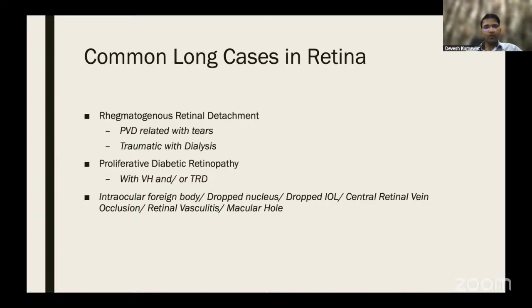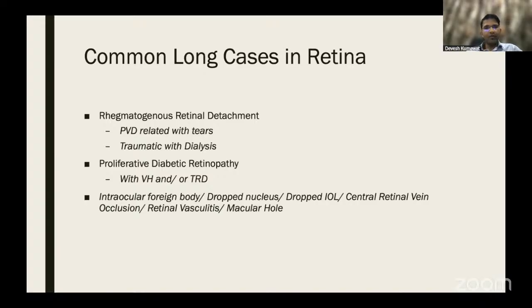Most likely, these other cases will be either in short cases or in OSCE. So commonly, you are going to see either a rhegmatogenous retinal detachment or a proliferative diabetic retinopathy in the long case. Now, more commonly we see PVD-induced retinal tears that lead to rhegmatogenous retinal detachment. Less commonly in young patients, you can have traumatic retinal detachments with dialysis. And these patients will not only have fundus findings, but they may have anterior segment as well as adnexal findings. So it is important to have a systematic examination in all these patients.